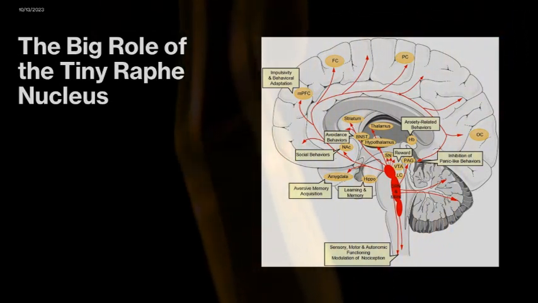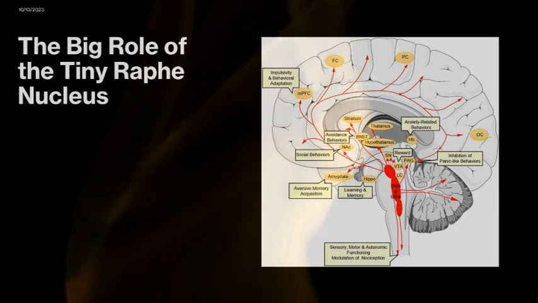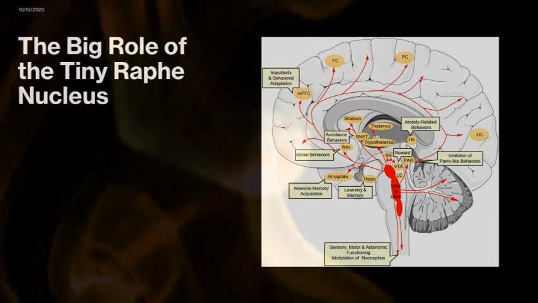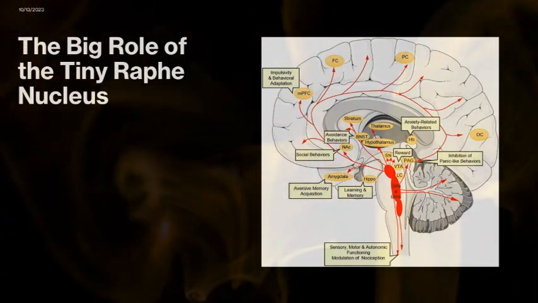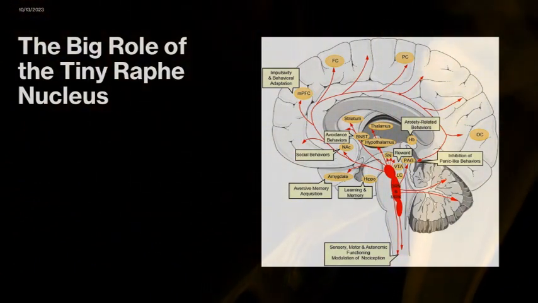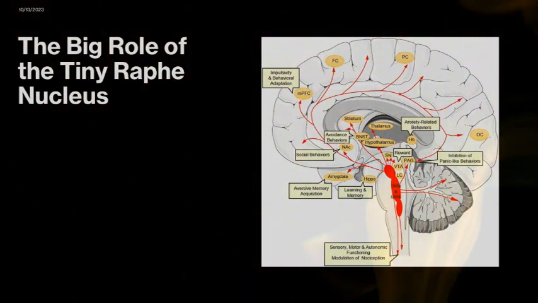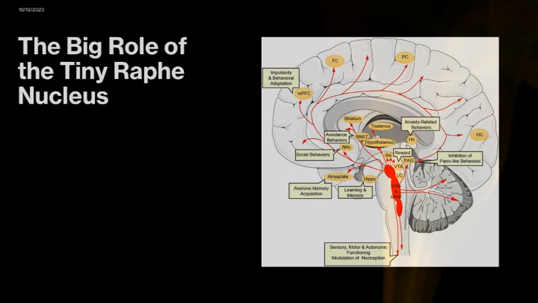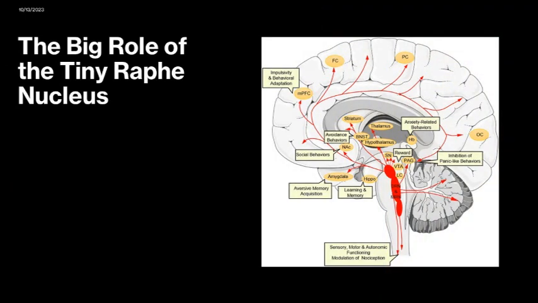And of course, serotonin production by the raphe nuclei is crucial in things like regulation of sleep-wake cycles. So disturbances in serotonin levels can lead to sleep disorders and impact our emotional well-being. And there are many medications used to treat mood disorders, such as selective serotonin reuptake inhibitors, SSRIs, which we'll talk about more as this lecture goes on.